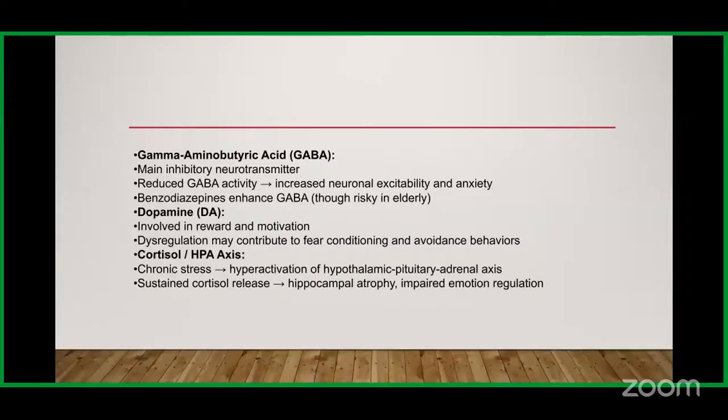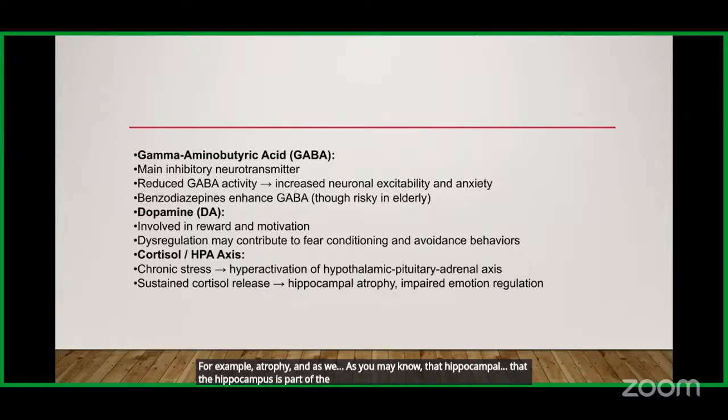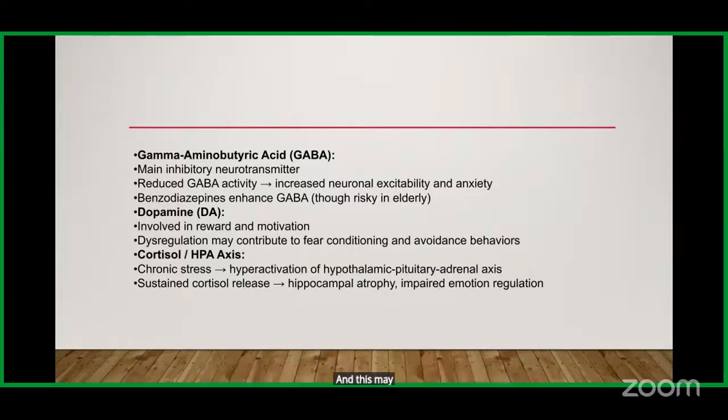Number four is dopamine. It's involved in reward and motivation. Its dysregulation may contribute to fear conditioning and avoidance behaviors. Finally, cortisol and the HPA axis, in which chronic stress leads to hyperactivation of the hypothalamic-pituitary-adrenal axis, and the sustained cortisol release leads to hippocampal atrophy. And as you may know, the hippocampus is part of the limbic system, and this may result in impaired emotion regulation.